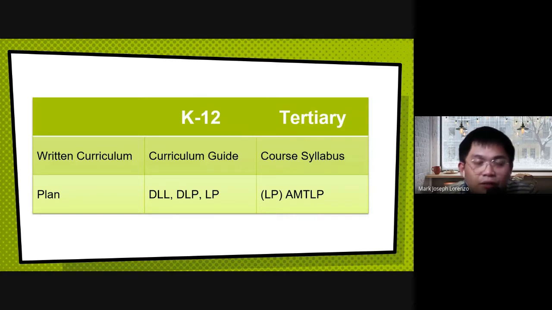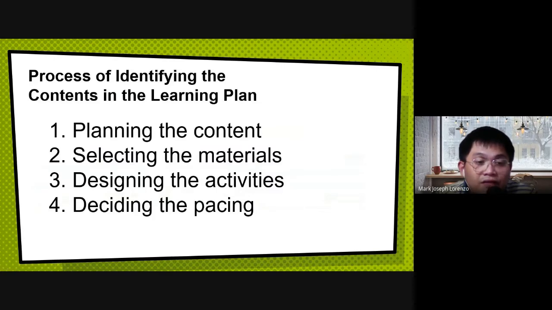Though sa tertiary, we use syllabus, minsan yung iba naman gumagamit, depende sa discretion ng university administrators at educators kung gagamit sila ng lesson plan or yung tinatawag ngayon during the new normal na alternative mode of teaching and learning plan. In identifying the contents in the learning plan, we need to plan the content of instruction. Ito ay makakatulong sa atin to answer what to teach.